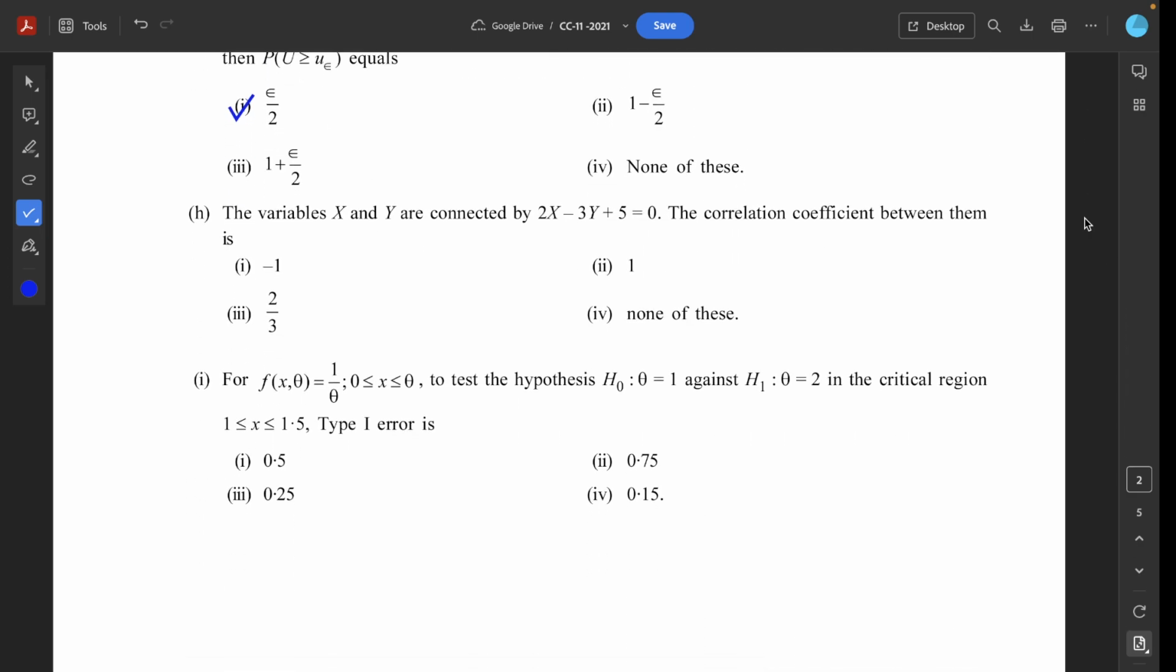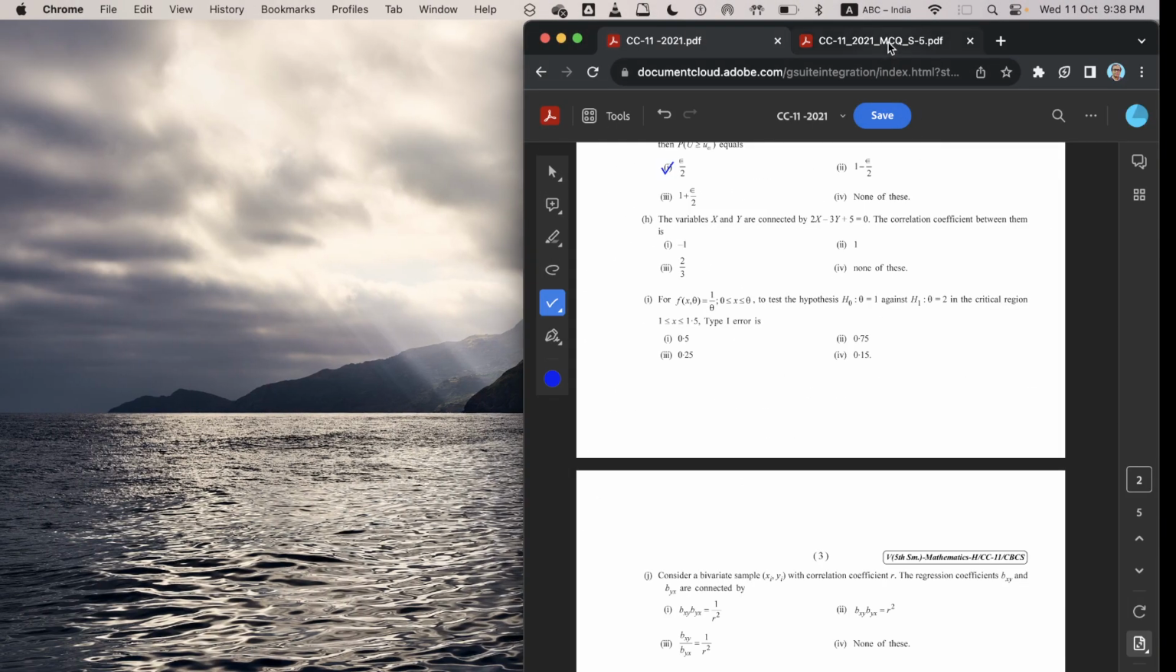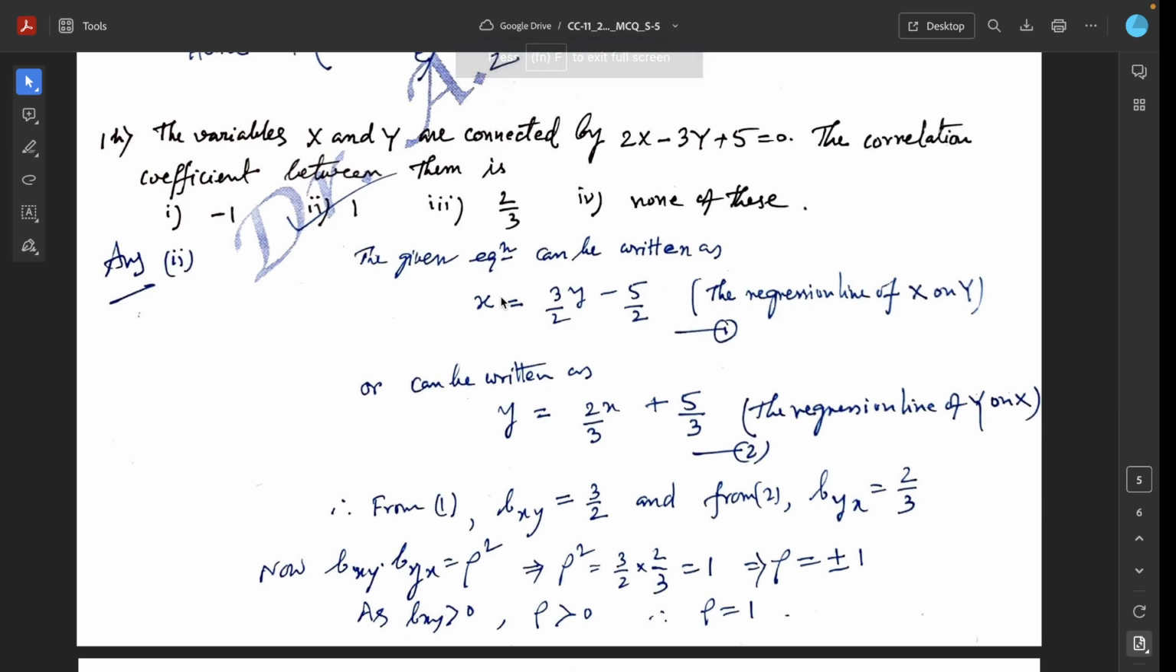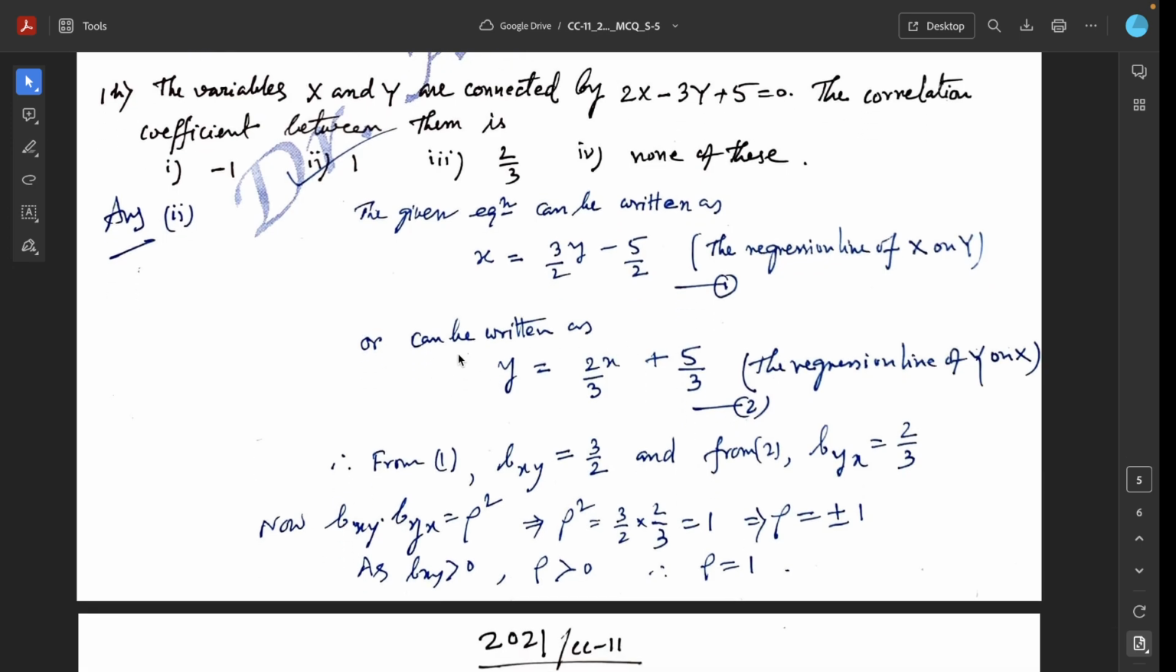Next question is, the variables capital X, capital Y are connected by 2x minus 3y plus 5 equal to 0. What is the correlation coefficient between them? Here, capital X, capital Y are connected by this relation 2x minus 3y plus 5 equal to 0. So we can write the regression line of capital X on capital Y as x equals 3y by 2 minus 5 by 2, or we can write the regression line of y on capital X, y equals 2x by 3 plus 5 by 3.